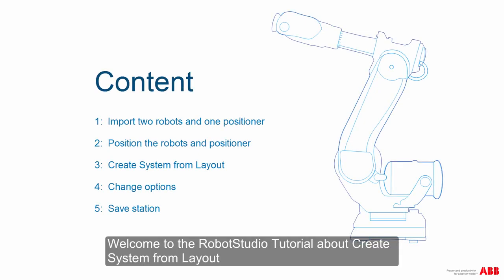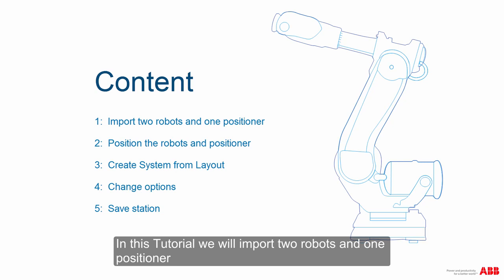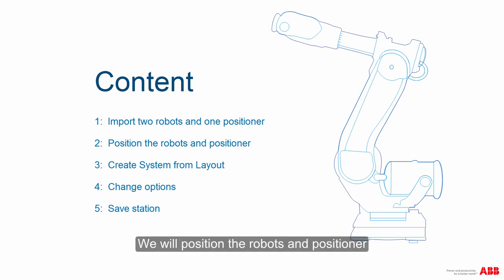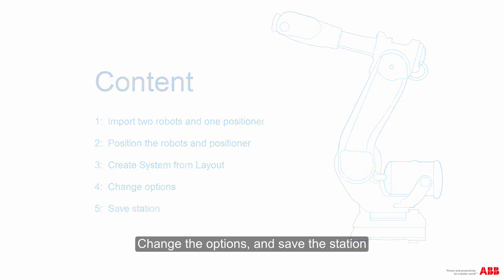Welcome to the RobotStudio tutorial about create system from layout. In this tutorial we will import two robots and one positioner. We will position the robots and positioner, create system from layout, change the options, and save the station.